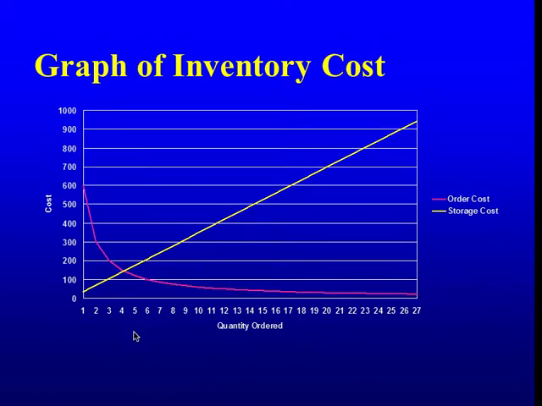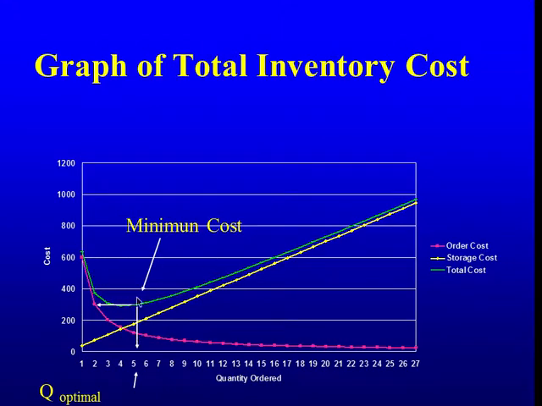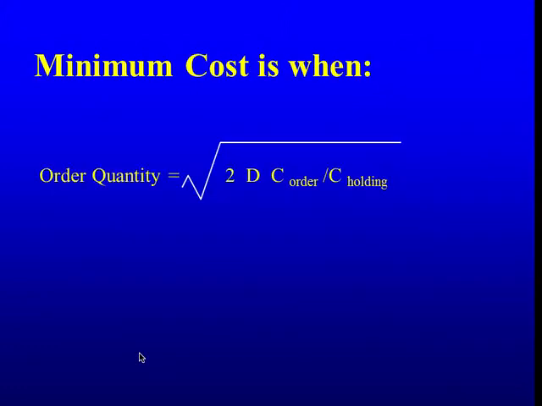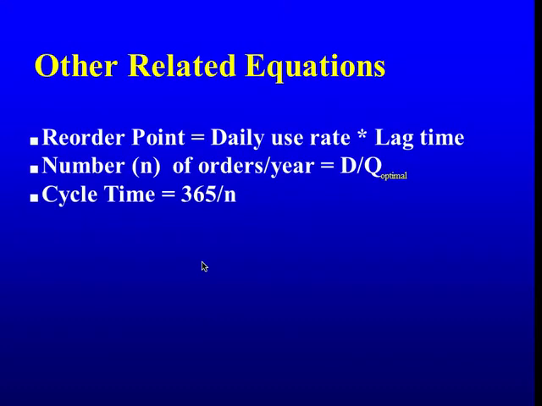And of course, the sum of these two lines is the total inventory cost, and we can use calculus to find out where this slope is equal to 0 or minimal in cost, and that becomes then the optimal order quantity. And so if you work this out, the equation you come up with is that the optimal order quantity is the square root of twice the demand times the order cost divided by the holding cost. And what we've done is we've created an analytic to look at this. You can also build in reorder points, number of orders per year, etc., other related equations that are driven off of this order quantity Q.